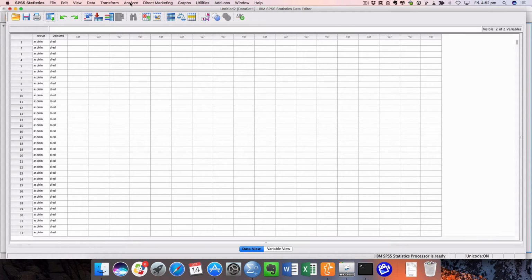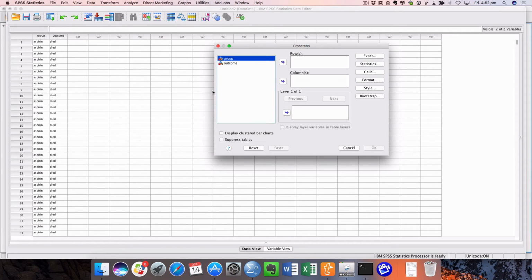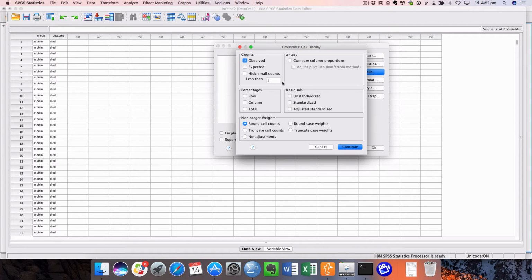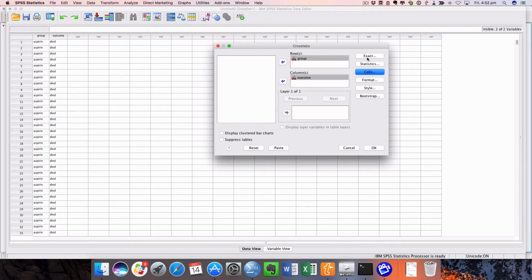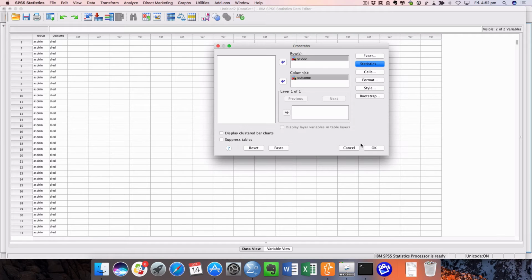So we need to go to Analyze, Descriptives, Crosstabs. Now, what I'm going to do is put the group in the row, and the outcome in the column. I'm also going to produce some percentages. I think it'd be really quite nice to look at the standardized residuals. We'll have row percentages. I think that's all we need at this point. And then Statistics, chi-squared. Continue. Okay.